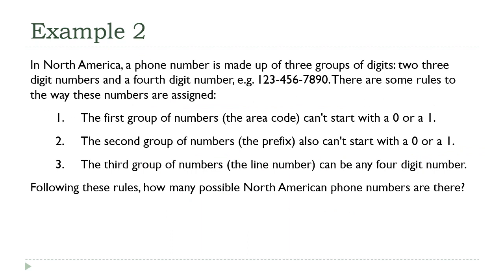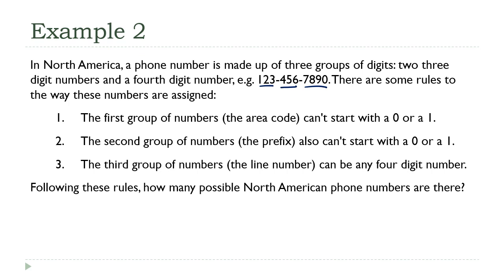So here we've got one that's a little more complicated. We're talking about North American phone numbers. Phone numbers are made up of 3 groups of digits. You've got the area code. You've got this part. These other parts have names. That's called the prefix. That's called the line number. Everybody knows the area code, maybe not the other 2. And there are some rules for the numbers we can pick for each of these 3 sections.